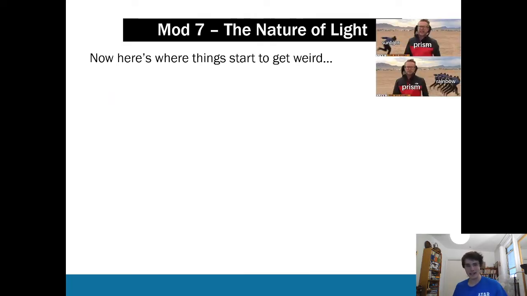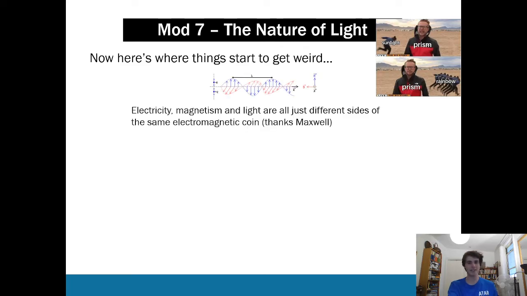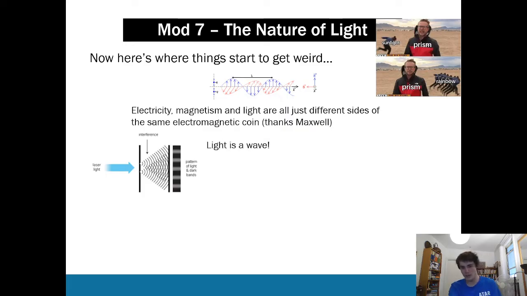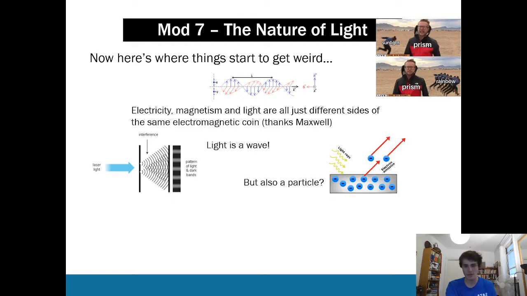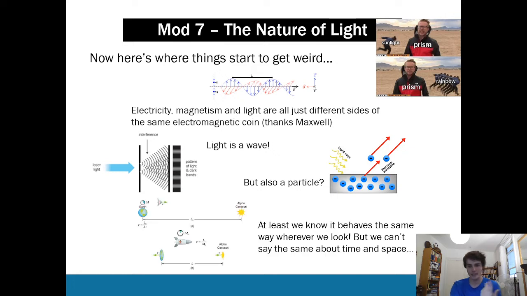Then we looked at the nature of light, and that's where stuff started to get real wild. So Maxwell told us that light is just an electromagnetic wave, and then we proved that it was a wave by doing diffraction and interference in the double slit experiment. But then we did the photoelectric effect, and we're like, what if it's actually a particle? And then Einstein was like, actually, forget if it's a wave or a particle, guys. Space and time are relative. Nothing is real. Everything is a lie. Yeah, that was basically what happened in module 7.